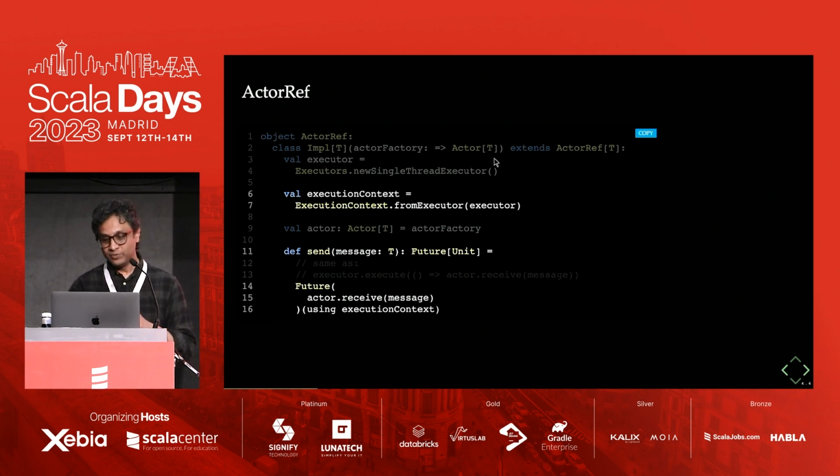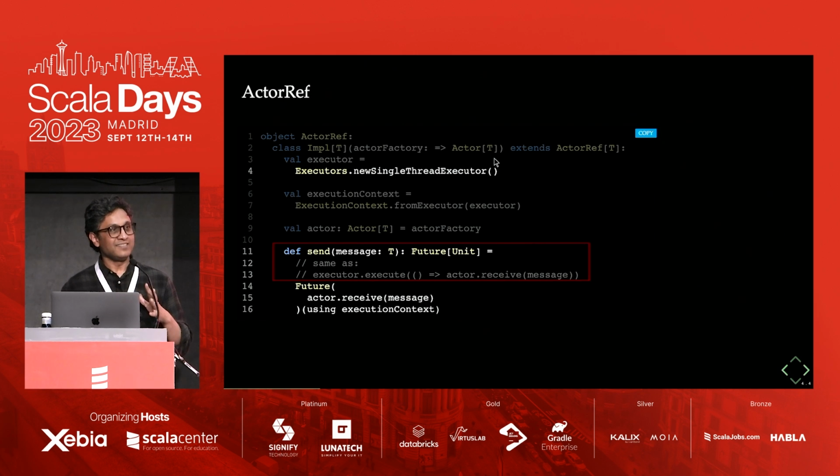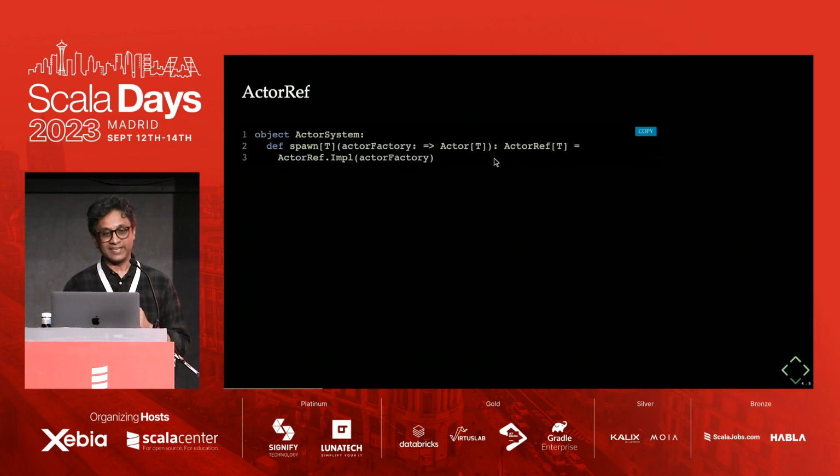We create it using an executor, which is Executors.newSingleThreadExecutor provided by the JVM. So in a sense, the send implementation is same as Executor.execute and the lambda for the receive. So that is the simplest implementation you can have for an ActorRef, and we can quickly check that.